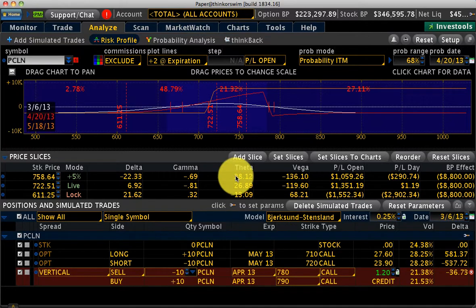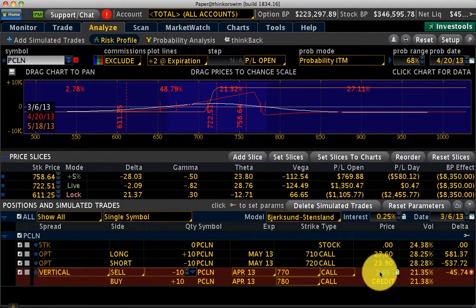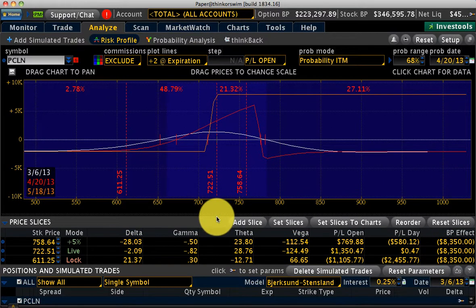So it's up to you. I think 770 is safe, so I'm going to keep it at 770 and change this to 780. Let's pick up $1,650 in credit. So then I think that's a safe enough short strike. This is the trade I'm going to put on today.